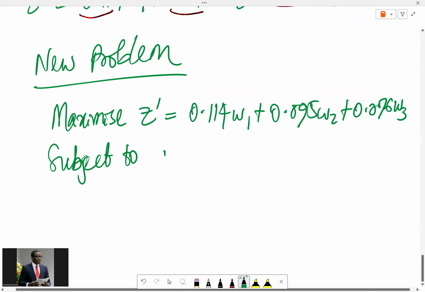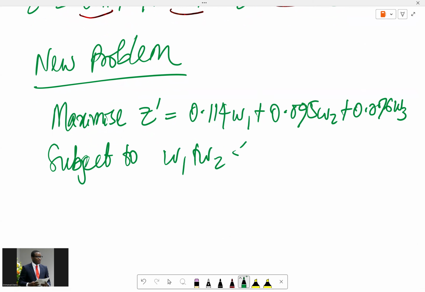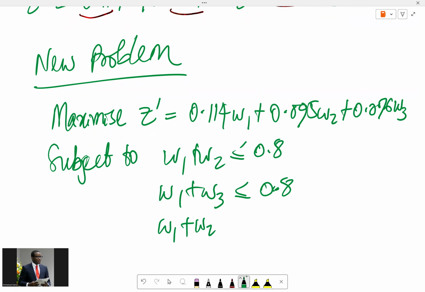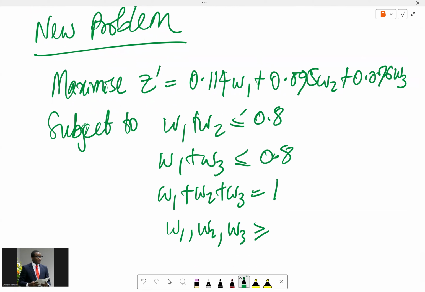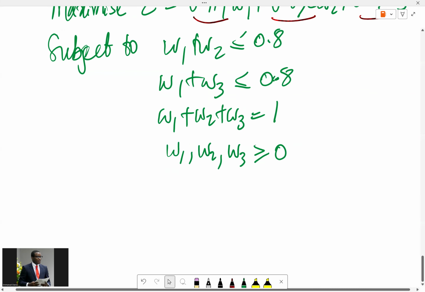W1 plus W2 is less than or equal to 0.8. W1 plus W3 is less than or equal to 0.8. Then W1 plus W2 plus W3 is equal to 1. And of course, W1, W2, W3 are greater than or equal to 0. So you see, the coefficients are what we are focused on now.